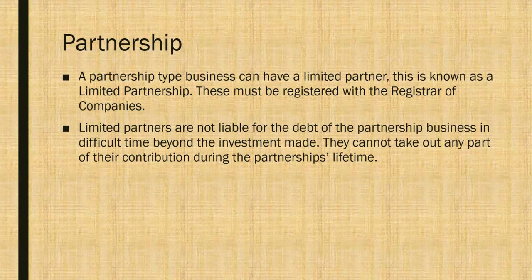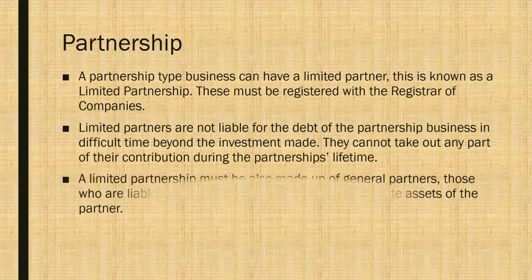Remember, a sole trader has unlimited liability. So general partners are the same way. They have unlimited liability in that when they cannot pay their creditors, the creditors can come after their personal assets. So we're saying with a limited partner, they're not liable for any debts. They cannot take out any part of their contribution during the partnership lifetime. So a limited partner cannot take out any part of the contribution that they would have made during the lifetime of the partnership.